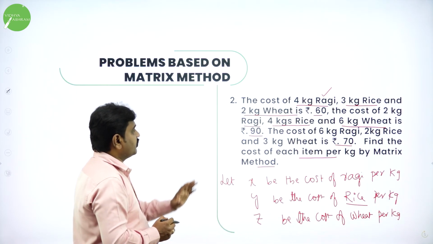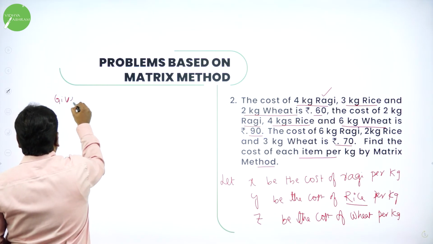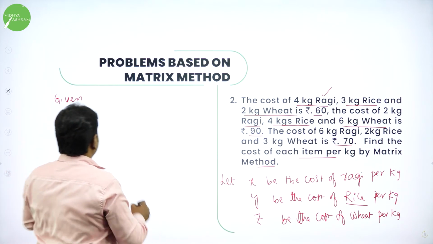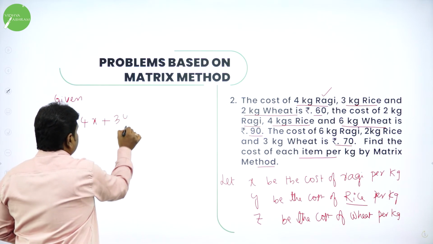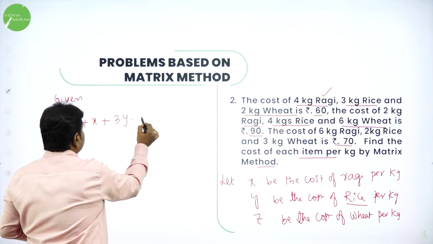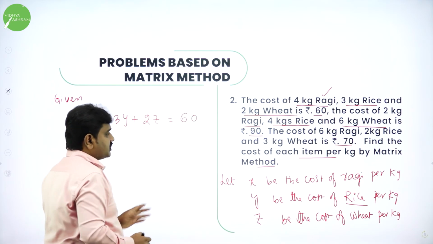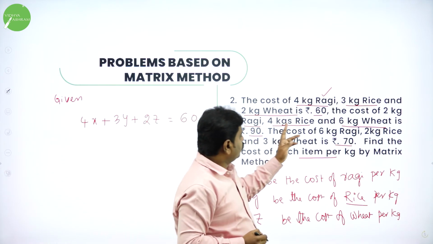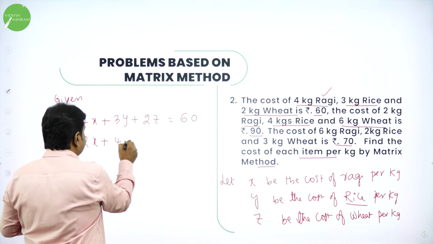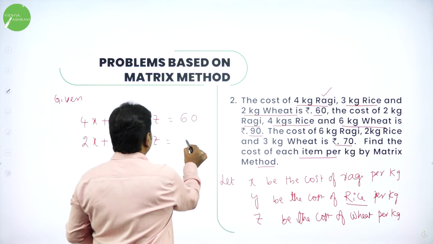Now what is the first equation? Given 4 kg of ragi means 4x, 3 kg of rice means 3y, and 2 kg of wheat means 2z, is equal to 60. Second equation, 2x plus 4y plus 6z is how much? 90.